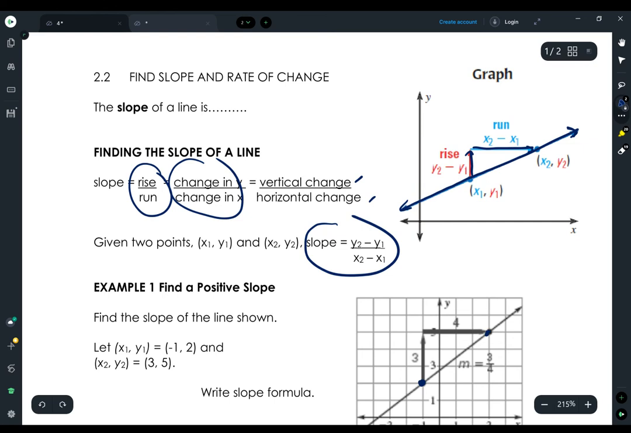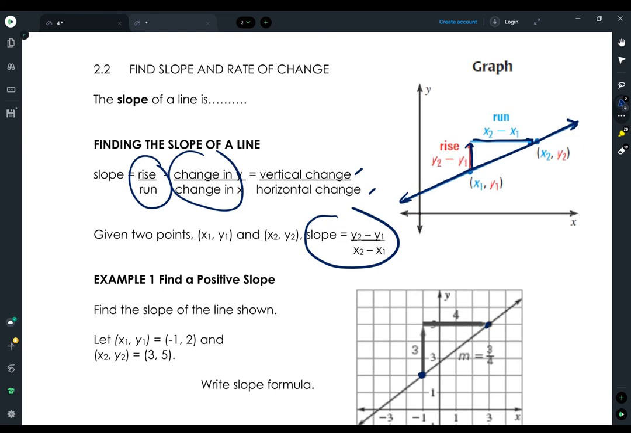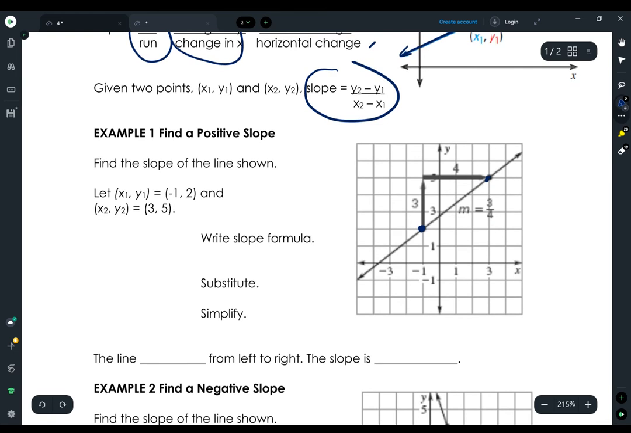So if we are just working with 2 points and we don't actually have a picture, we need a way to figure that out as well. So for the first one, I'm giving 2 points, x1, y1, x2, y2. And you can see in parentheses, it says x1, y1, and then we have the ordered pair. And then x2, y2 in parentheses, and then here's my other ordered pair. So first thing I'm going to do is write that slope formula from up above.